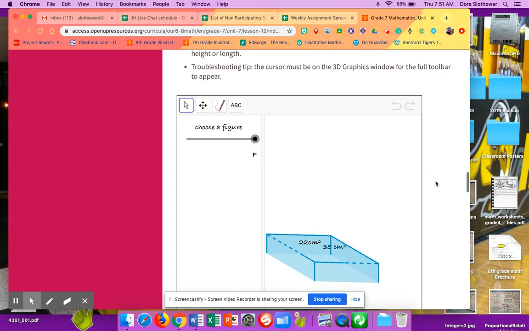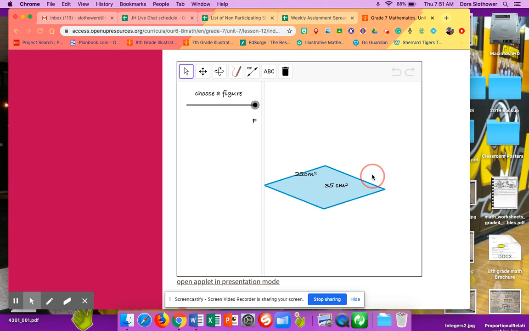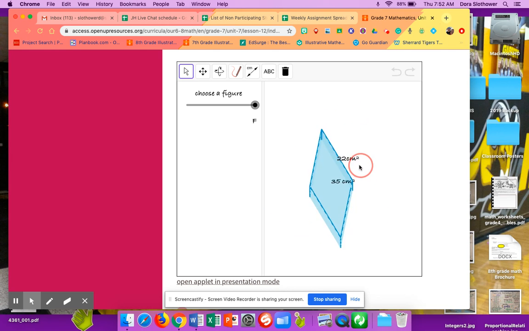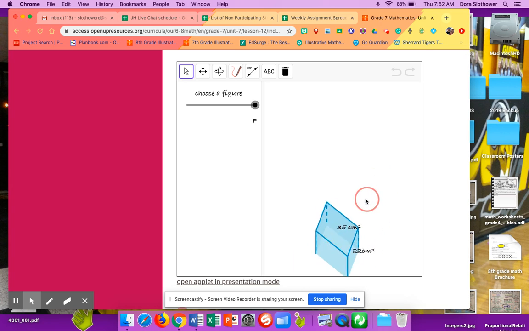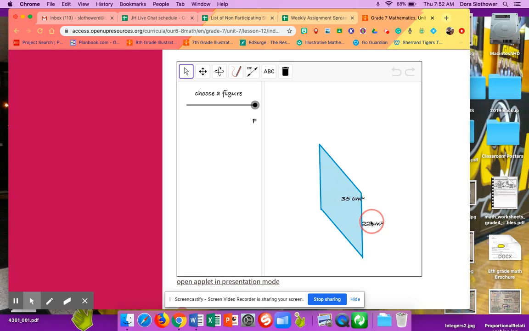F, is this a prism? Well, of course it is. It's got all the bases that are rectangles. Okay. And it's got your lateral faces, which are also rectangles. So what is the area of the base? Well, here's your base. It's this big figure right here, and it's 35 centimeters squared.